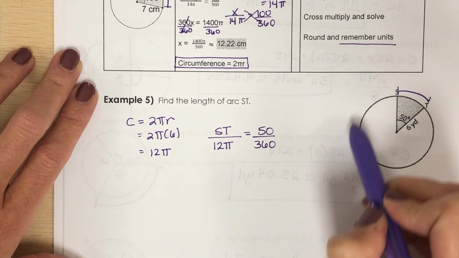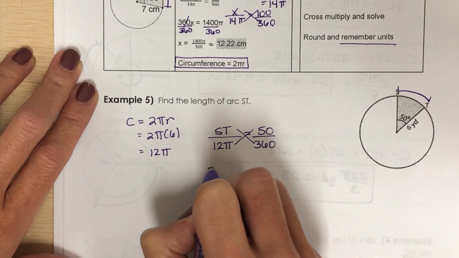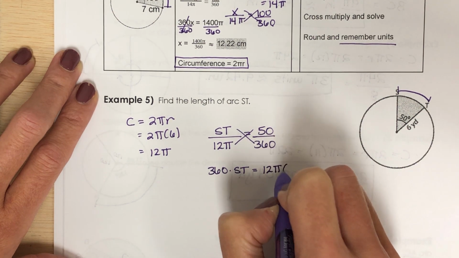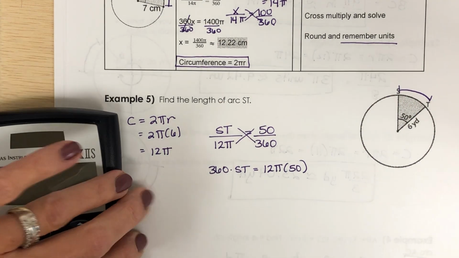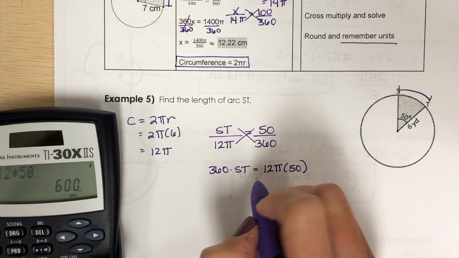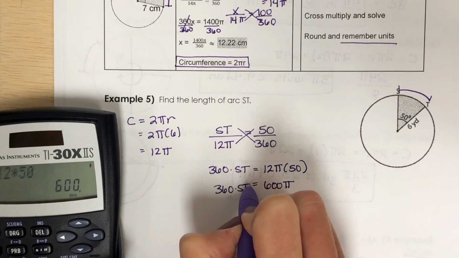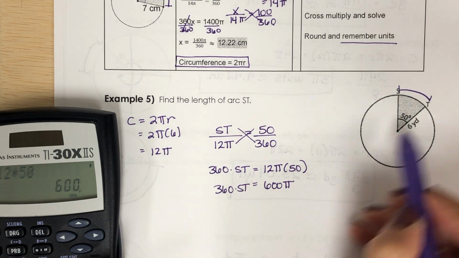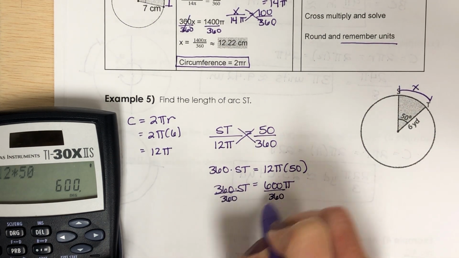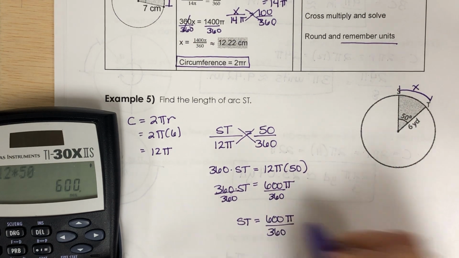So part over whole equals part over whole. Now I'm going to cross multiply. I have 360 times the arc length of ST equals 12 pi times 50. And I really don't feel like figuring out what 12 times 50 is. I think it's 600. There we go. My brain is tired. So 600 pi equals 360 times that arc length. Again, if you don't like using ST, then just put x there. It doesn't matter. I'm going to divide by 360. Arc length equals 600 pi over 360. This is my exact value.